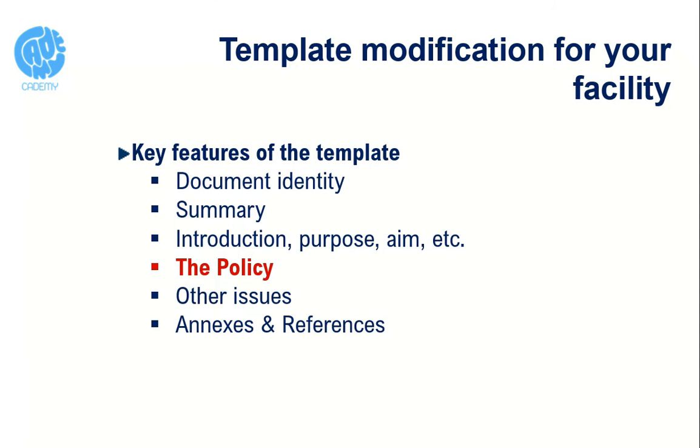The key features of the template are that it has a document identity. There's a summary. It has an introduction, purpose, and aim of the document. Then it has a section which deals with the policy itself, and then other issues related to the policies, annexes, references, and links to other important documents such as the SOPs. Okay, so those are the key framework of a policy document.